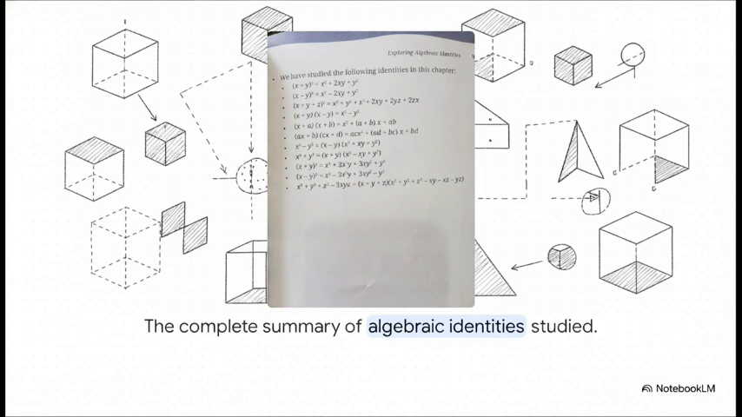Normally, you might look at a list like this and just feel completely overwhelmed by a wall of meaningless text. But now you know the secret. These are absolutely not arbitrary rules to just memorize by rote. Every single equation here is actually a universal blueprint for a physical shape. They're basically instruction manuals for calculating lengths, areas, and volumes.